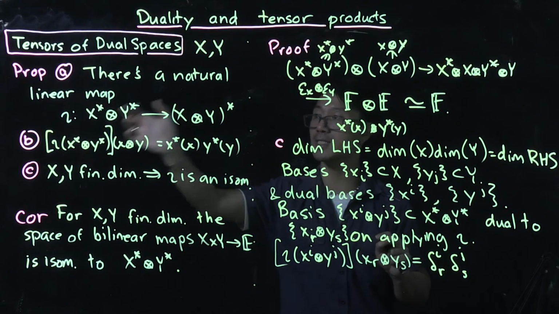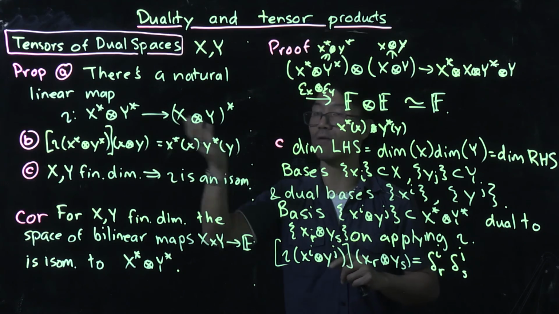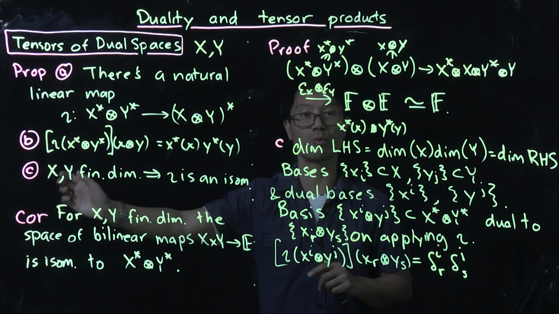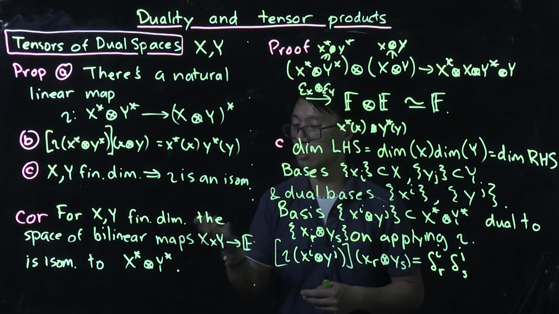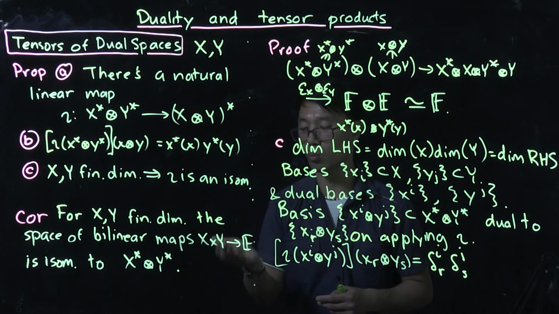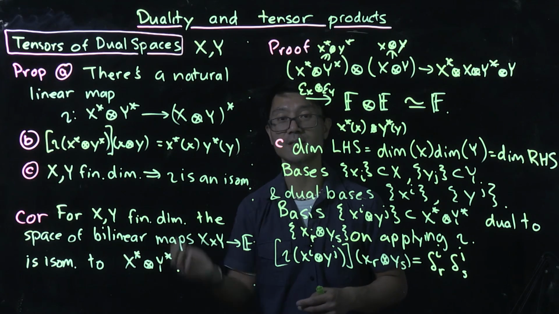Since it maps bases to bases, this is indeed an isomorphism of vector spaces in the case where x and y are finite dimensional. And this gives us a lovely characterization of the space of bilinear maps from x, y to F, the space of pairings from x and y to F. It is given by this tensor product x star tensor y star.